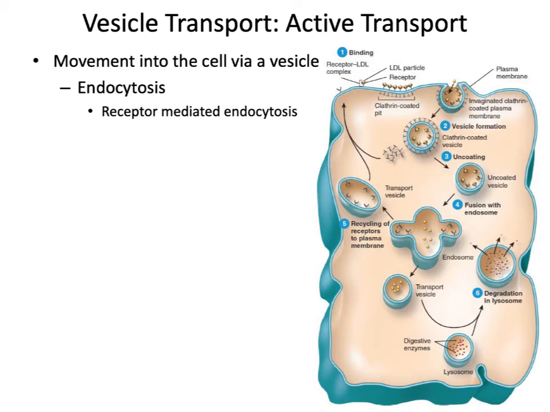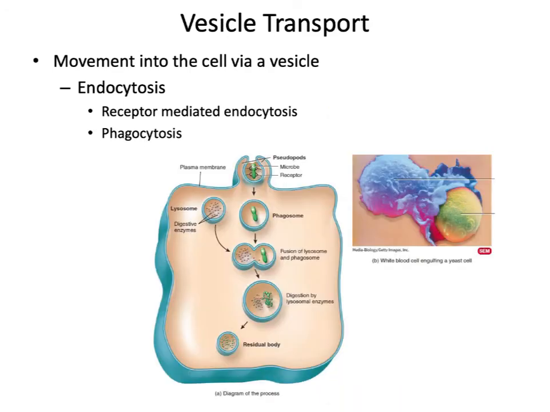We can also move large particles into and out of the cell by one of three types of endocytosis. The first type is called receptor-mediated endocytosis. This is when a particle binds to a receptor and triggers the plasma membrane to invaginate and bring the particles into the cell. This is a specific interaction that requires a certain particle and a certain receptor on the cell. A more general form of moving large particles into the cell is called phagocytosis. The particle will be engulfed by the cell without a specific receptor needing to be triggered.